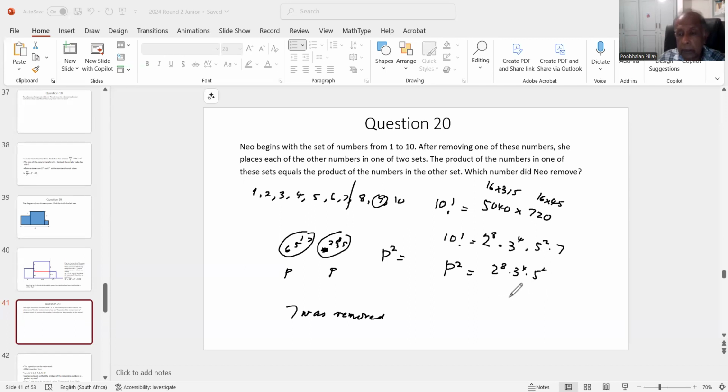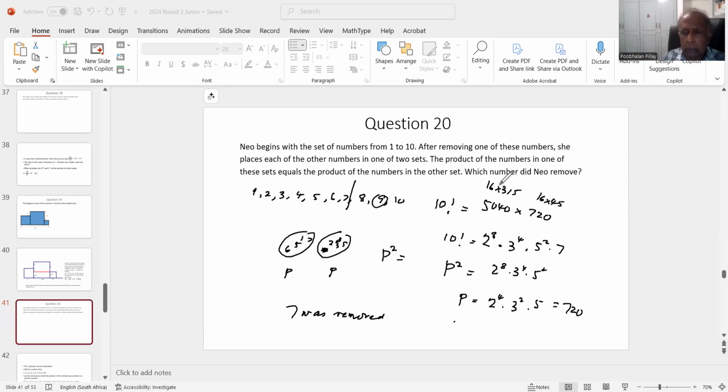And so if P squared is equal to this, then P will have to be 2 to the power of 4, because if you square this, you get 2 to the 8. And here it'll have to be 3 squared, times 5, since you have 5 squared. And if you multiply these things here, you get 16 times 5 is 80, and 80 times 9 is 720. Okay, so P is 720.